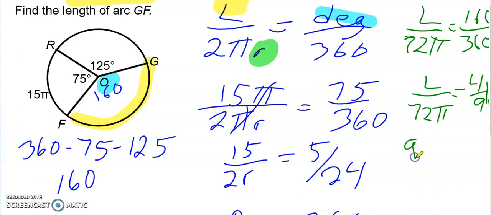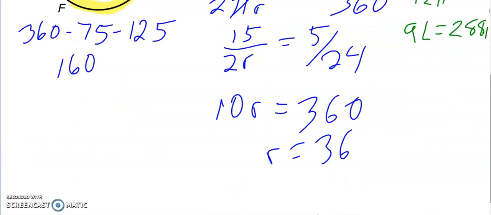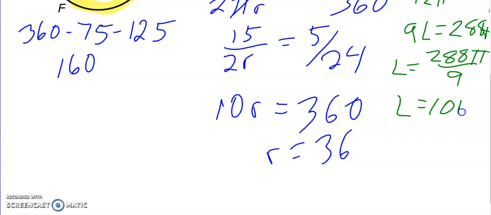Let's cross multiply. 9L equals 4 times 72, 288 pi. Don't forget the pi. So L equals 288 pi divided by 9. So we're going to go ahead and do that division. 288 pi. Don't forget to use the pi key in your calculator. And that will give me an arc length of 100.53. Boom, and that's our answer.